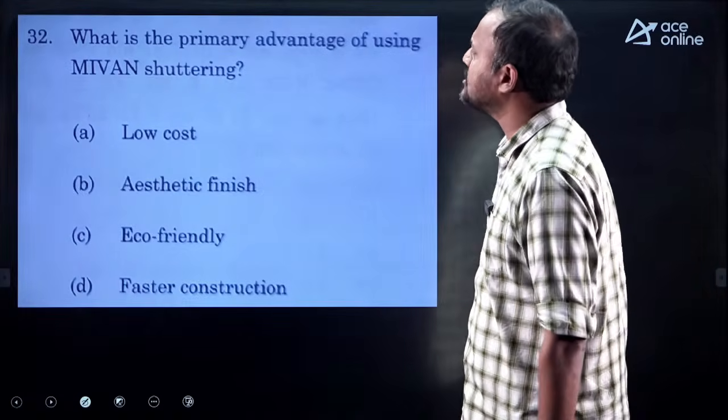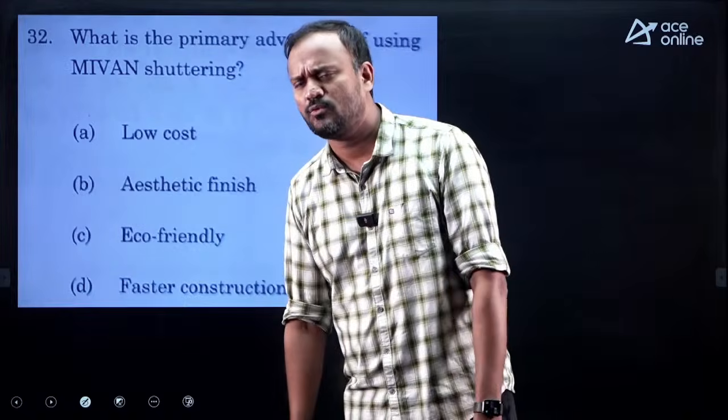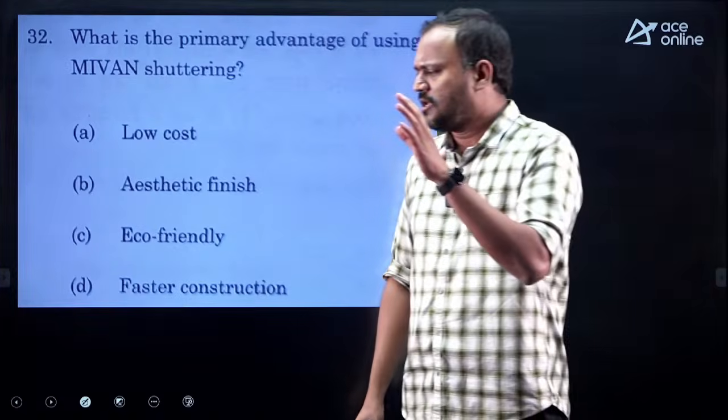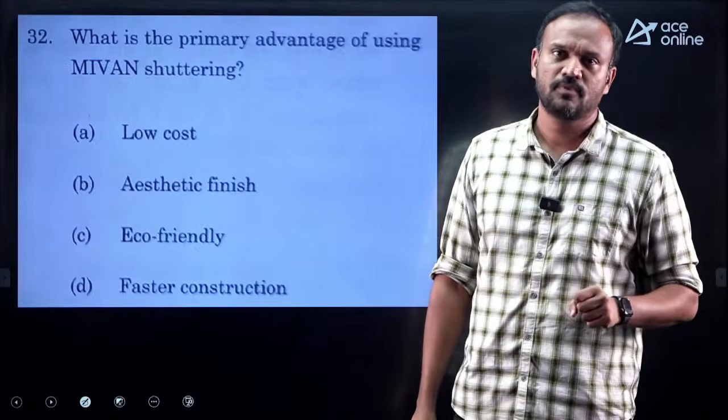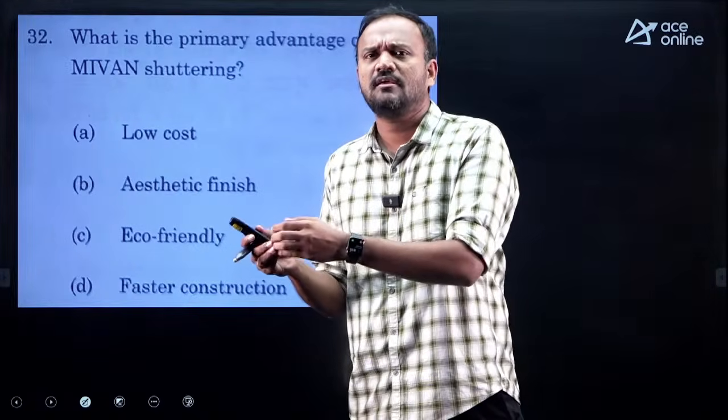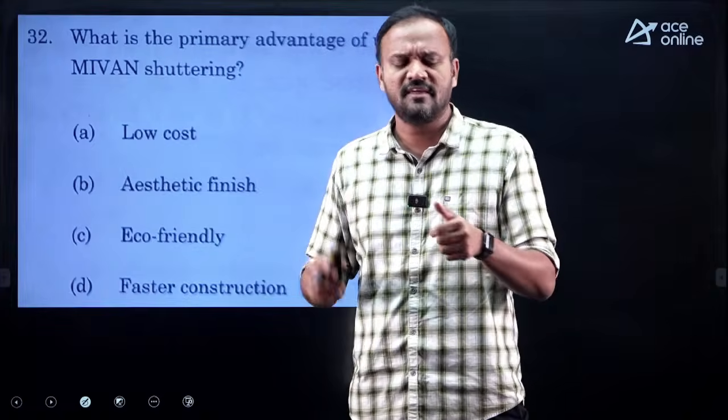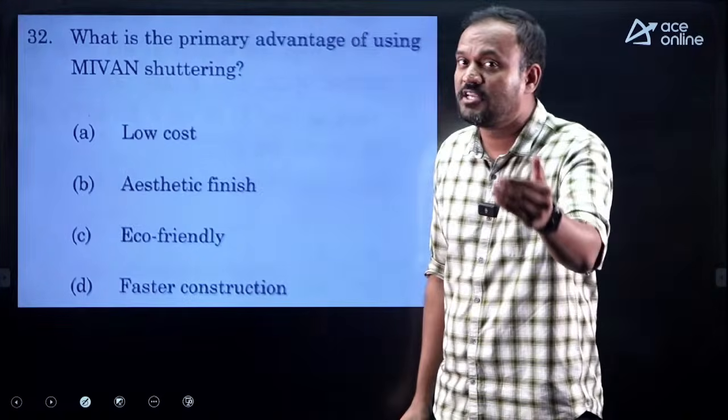What is the primary advantage of using Maiwan shuttering? Maiwan shuttering is being very popular in construction of high rise buildings. See, Maiwan shuttering gives many advantages. It is cost effective if repetitions are good.